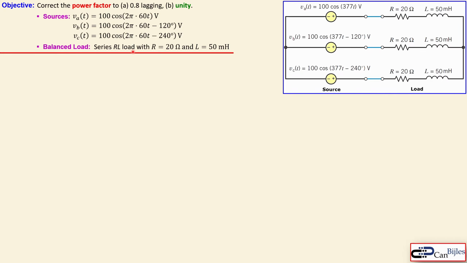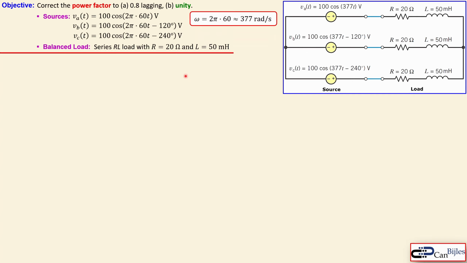The balanced load will be a series RL load, also shown here. It is also in the star connection. And you see here 20 ohms and 50 millihenries in each load. We would like to have a power factor which is corrected to 0.8 lagging. In the second case, we will also look at unity, and then compare the results and also what the effect is of getting a unity.